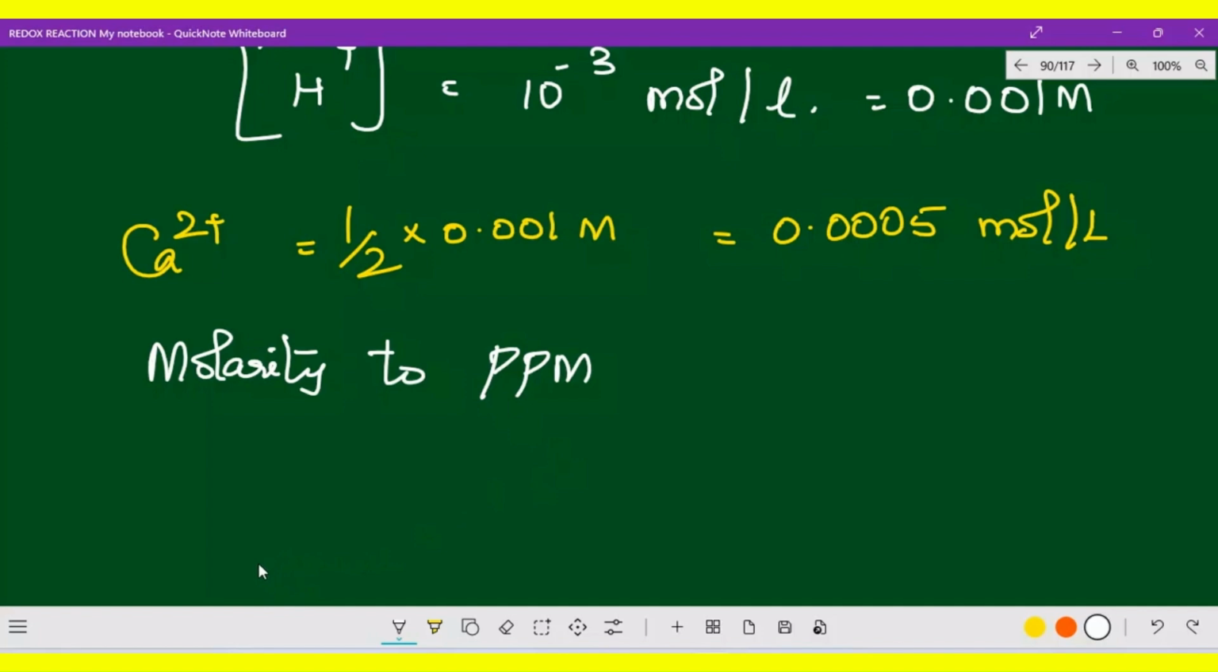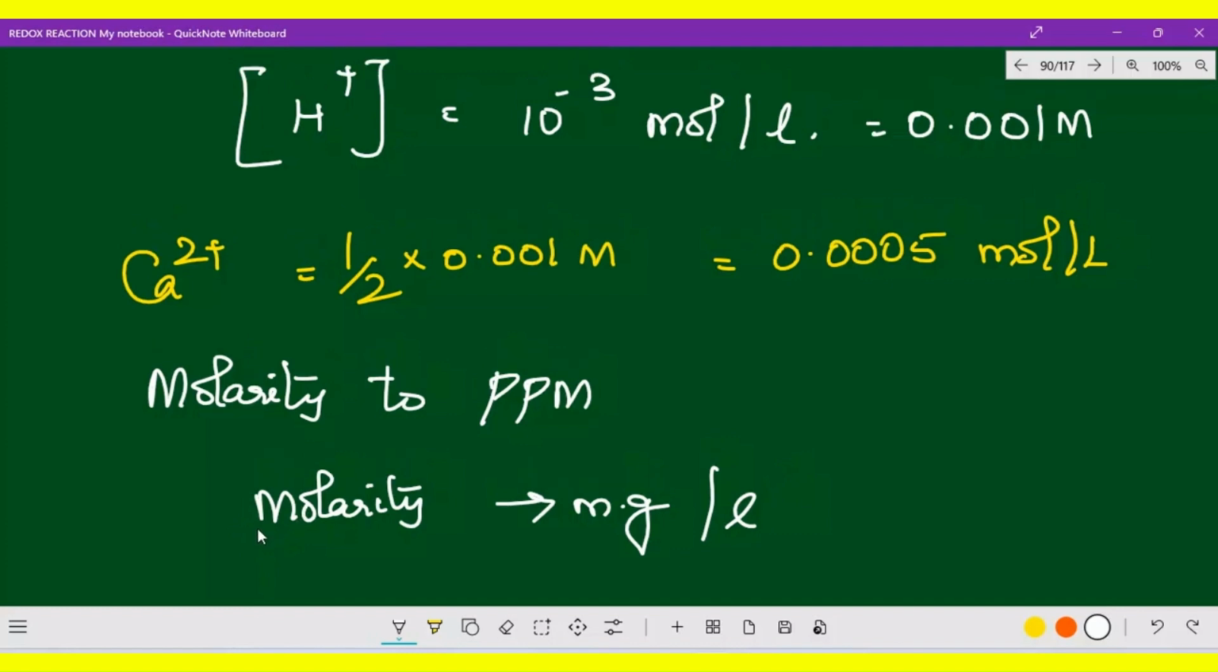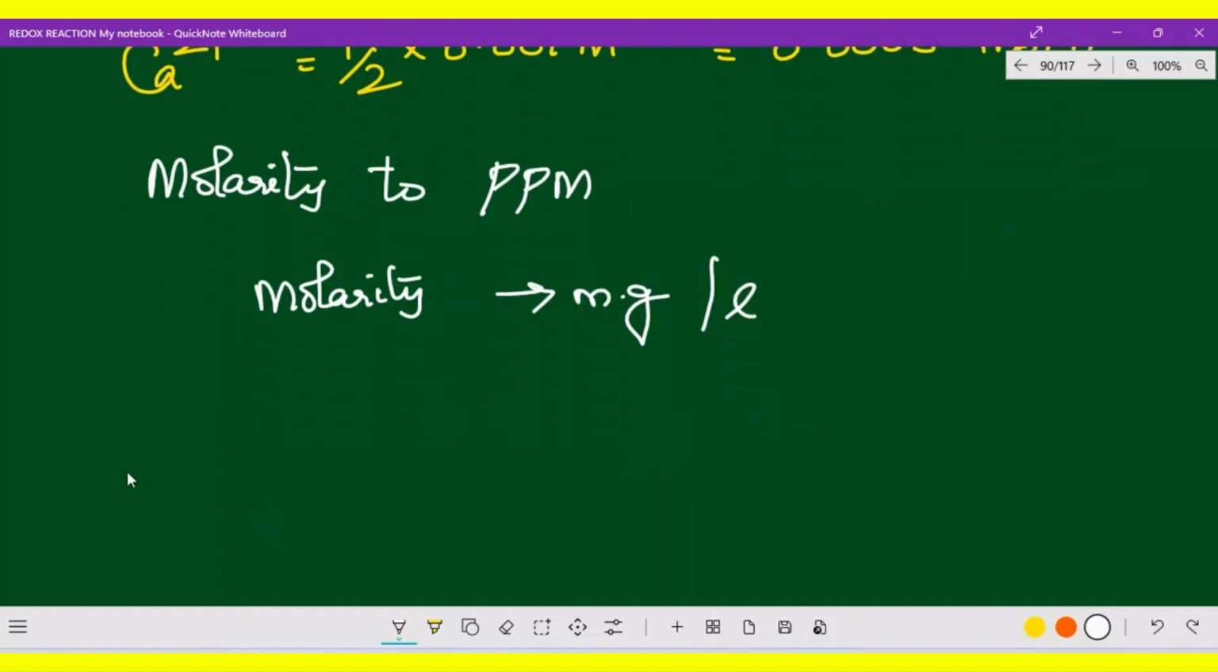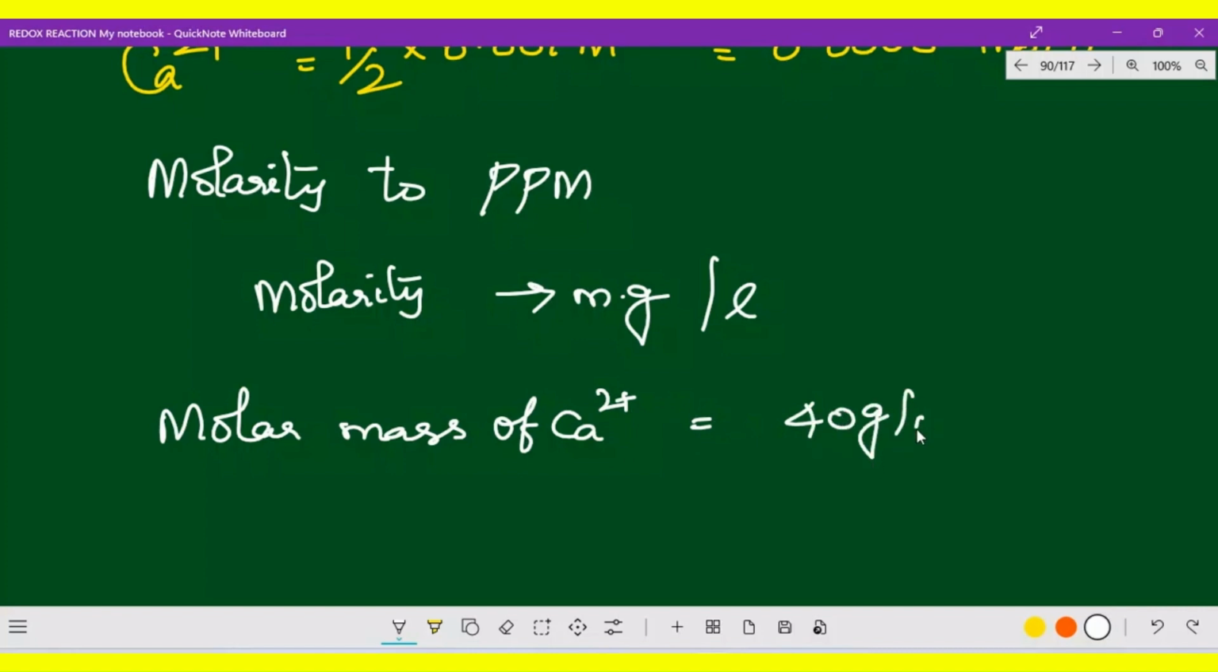So, how do we convert? Hardness in ppm: we convert molarity into milligrams per liter. Here we have to consider the molar mass of Ca2+. So molar mass, calcium only here, it's ions only, no? So here atomic mass also you can bring it. The molar mass of Ca2+ is actually 40 gram per mole.